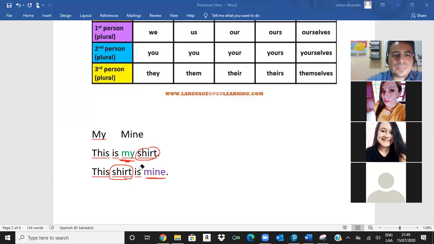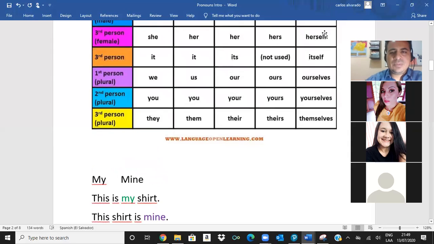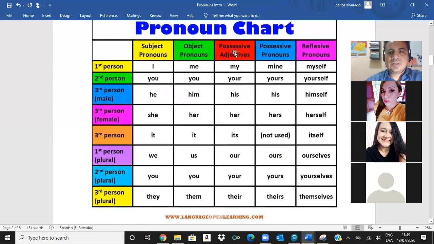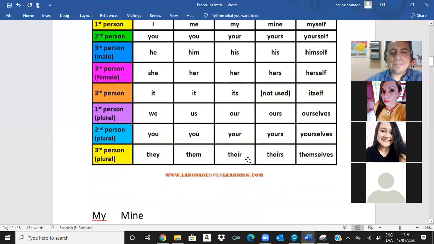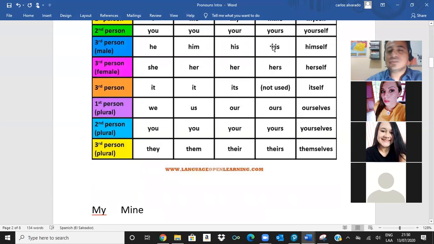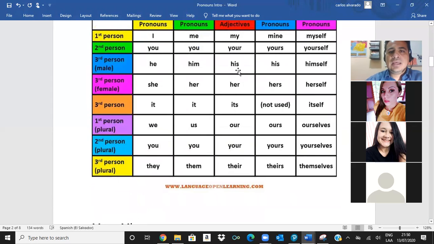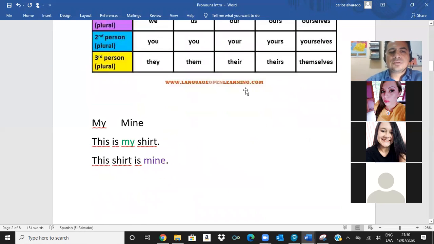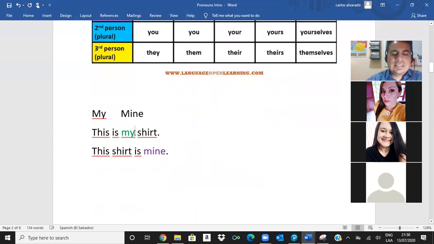Vamos a hacer otro ejemplo. Okay. Let's do another example. Veamos el cuadrito. Estamos usando estos dos, ¿verdad? El rojo y el azul. My, mine. Uno que tiene un cambio. Vamos a usar his. No, ese his and his no tienen cambio, si ustedes notan. Her, hers. Okay, aquí sí hay un cambio. Her, hers. This is her shirt. This shirt is hers. Do you see?